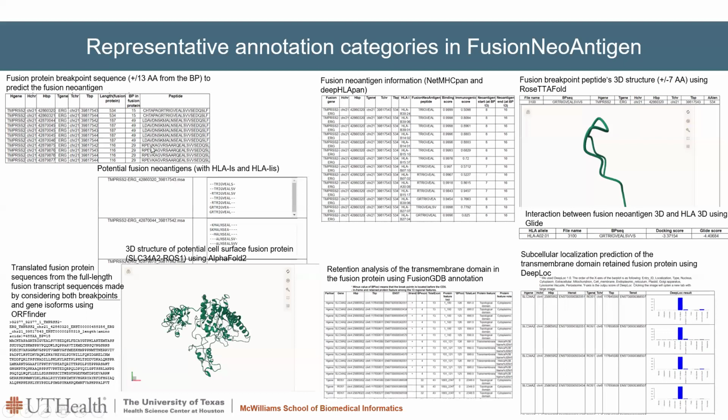If you visit our website, you can download all this information for individual fusion gene cases: predicted fusion neoantigens, the multiple sequence alignment of fusion neoantigens identified in individual breakpoints, the fusion protein sequence, the structure, the MHCpan result, immunogenicity score, cell surface fusion protein information, and cell localization information.